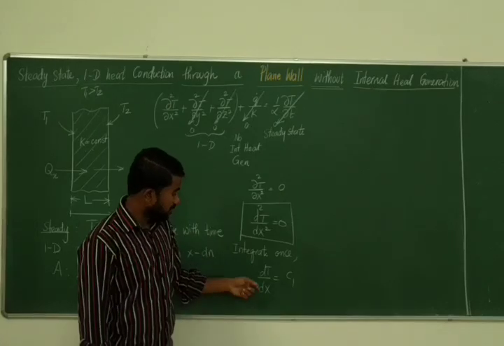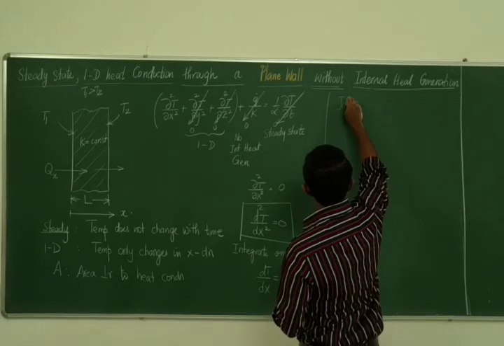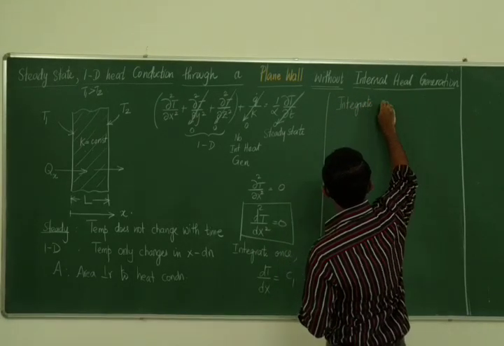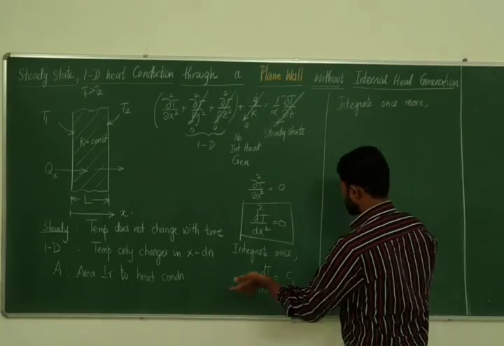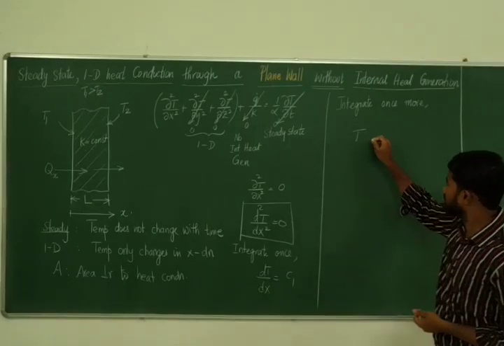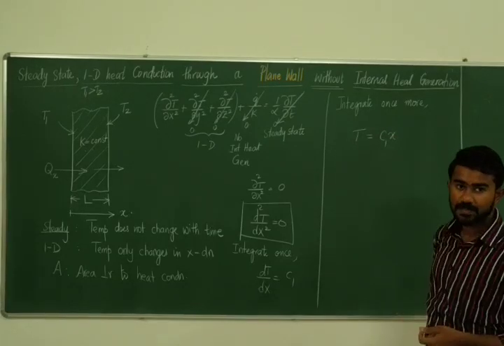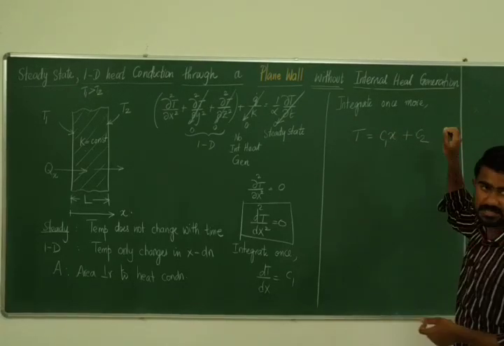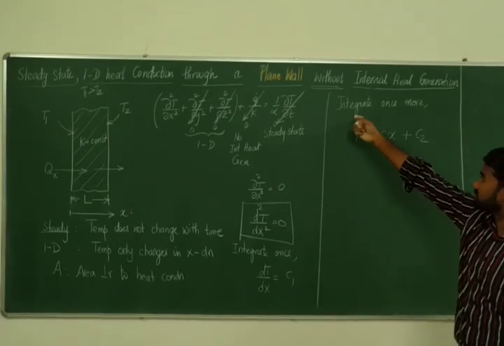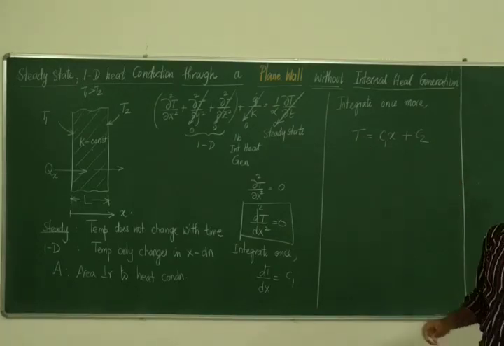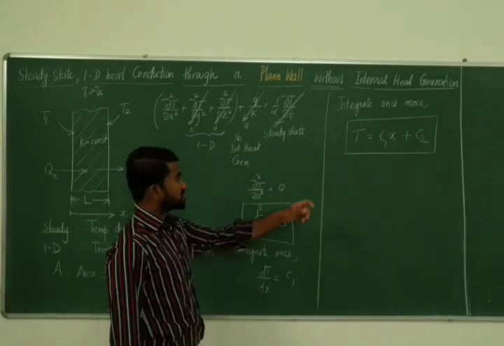Now you integrate once more. Another derivative is going to go. You integrate once more, dT/dx will become T. When you integrate a constant, you have constant times x. And now the constant of integration for the second one is c2. So you get temperature is equal to c1x plus c2, which is a linear function, correct?